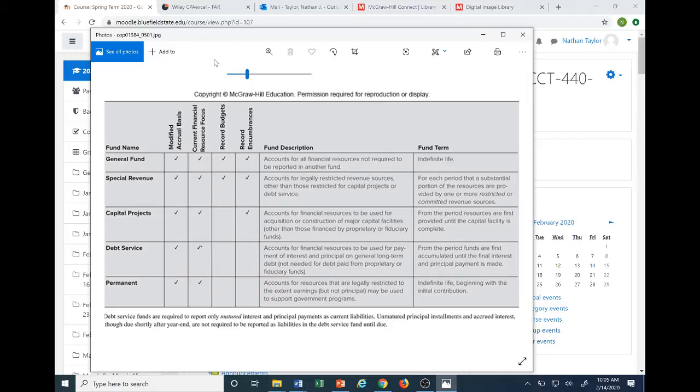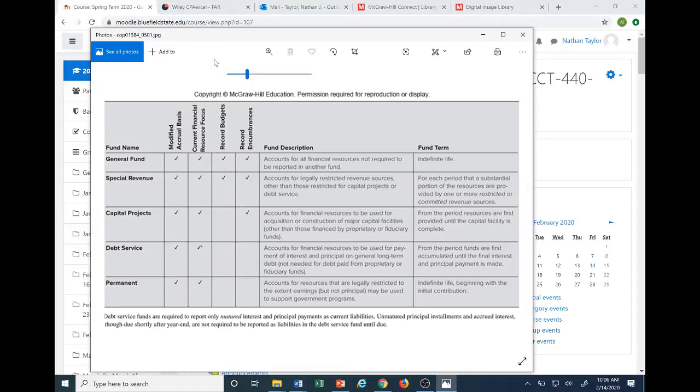Debt service, remember, has that breakaway from the modified accrual. It's that exception that the expenditure is incurred when due, not when the liability is incurred. So that's pretty much what it's getting at there. Obviously, it accounts for financial resources to be used for the payment of interest and principal on general long-term debt, and not needed for debt paid for proprietary or fiduciary. They take care of it themselves. From the period funds are first accumulated until the final interest and principal payment is made is going to be the fund term.